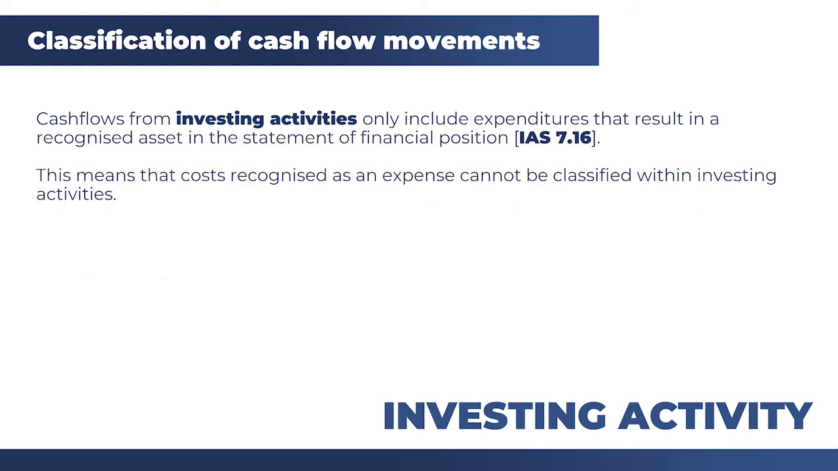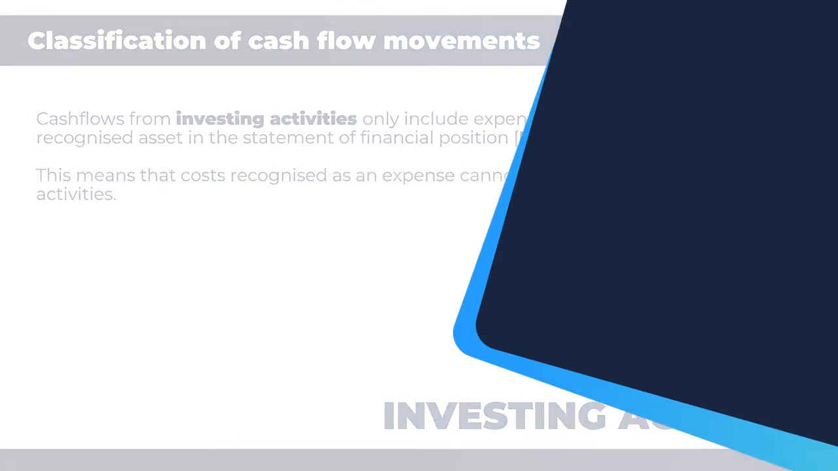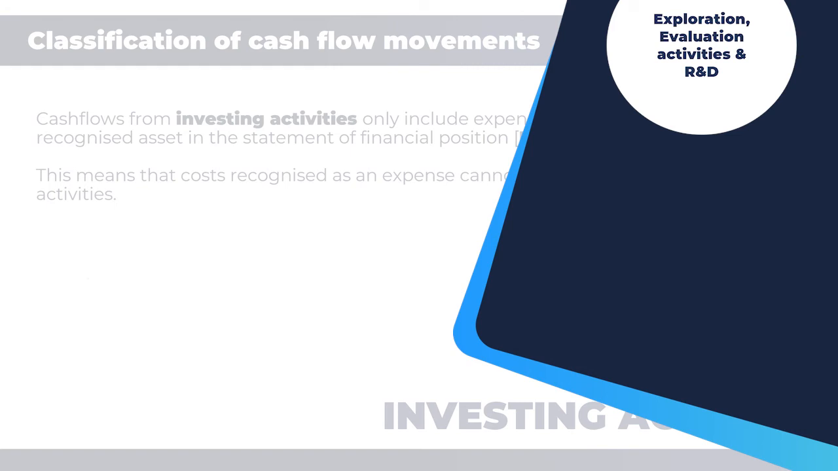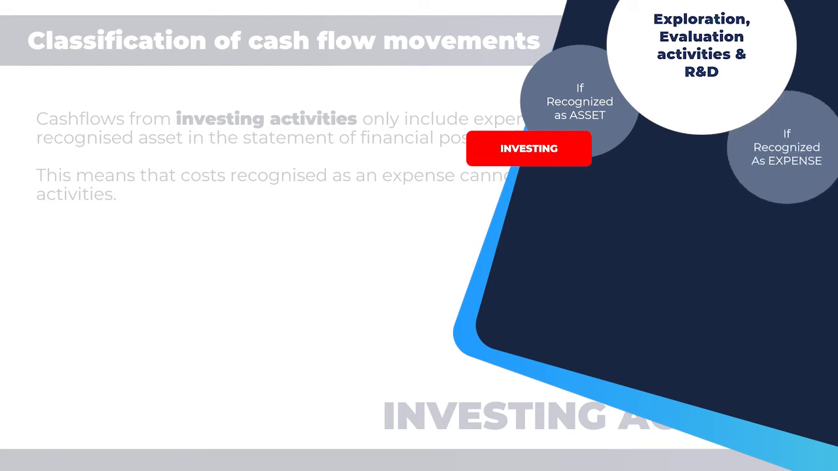Cash flows from investing activities only include expenditures that result in a recognized asset in the statement of financial position. This means that payments arising from exploration and evaluation activities and for research and development that are recognized as an asset are classified as investing cash flows, while entities that recognize such expenditures as an expense would classify the related payments as operating cash flows instead.